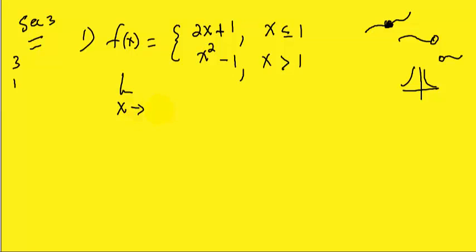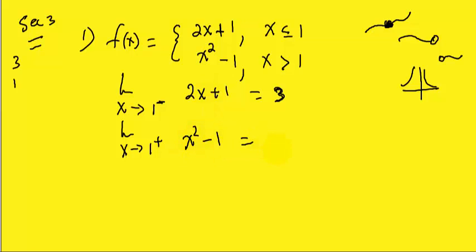As x goes to 1 from the left side, which one do I use for that one? First one, which is 2x plus 1. Plug in 1, which becomes a 3, right? 2 plus 1 is 3. And then we're going to check the limit as x goes to 1 from the right side. Right side means it's to the right of 1, and that one is the bottom one, x squared minus 1. So when I plug in 1, this turns into 0. So automatically I know it is discontinuous.